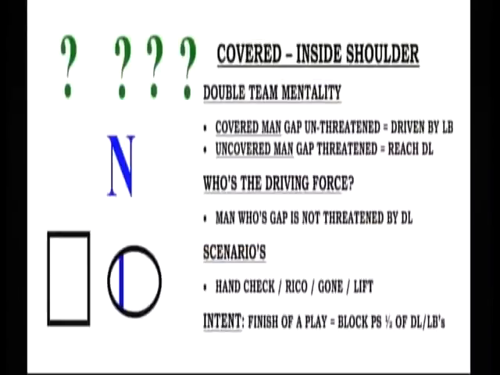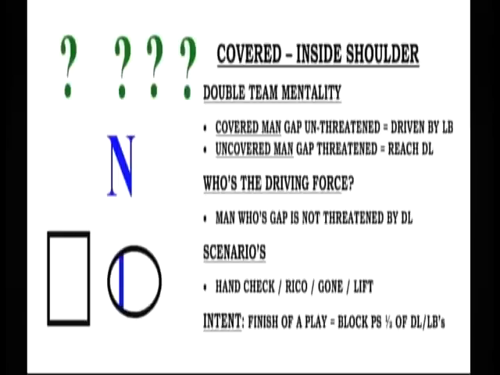All right, continuing on with our double teams in our zone blocking scheme, and our covered-uncovered principle. Here is covered on the inside shoulder. So when we're covered on the inside shoulder, as you can see, we have the nose guard playing on the inside shoulder, the right guard in this case, and the ball is going to the right.